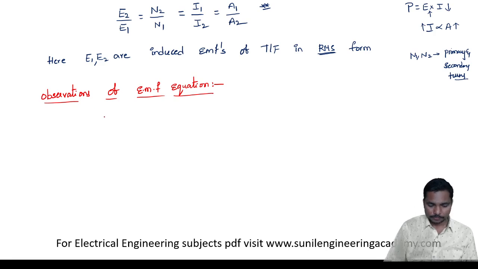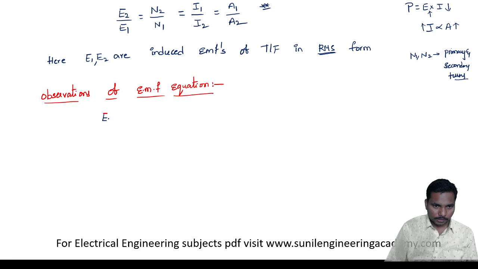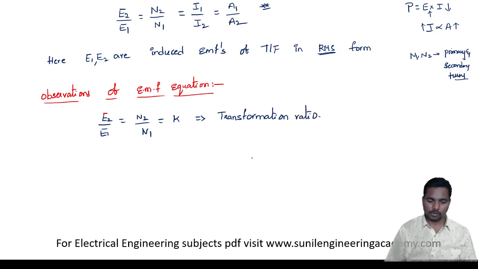Okay, here we know E2 by E1 is equal to N2 by N1. That is generally you can say K. K is nothing but the transformation ratio. Transformation ratio. Okay. And so K is equal to N2 by N1.